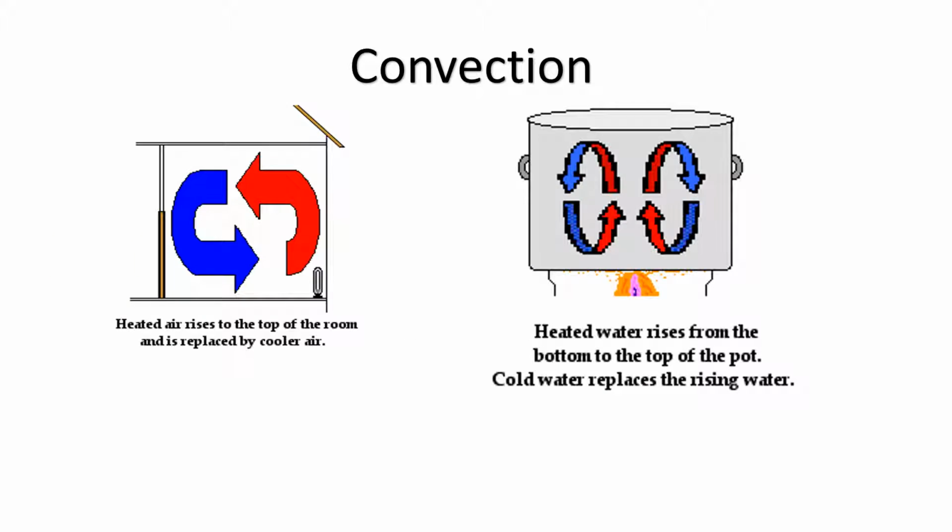Convection is the flow of heat by the motion of molecules in a fluid. A fluid can be either a gas or a liquid. How it works is as the gas or liquid is heated, it becomes less dense and rises towards the top. The more dense, cooler gas or liquid then falls and gets heated. At that point, you form a convective loop.